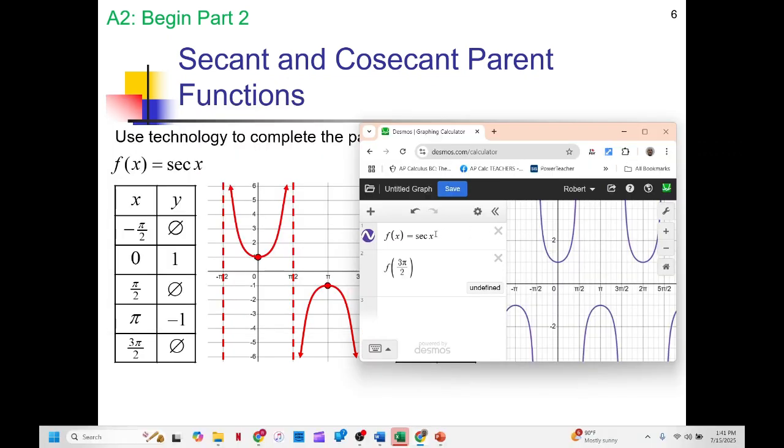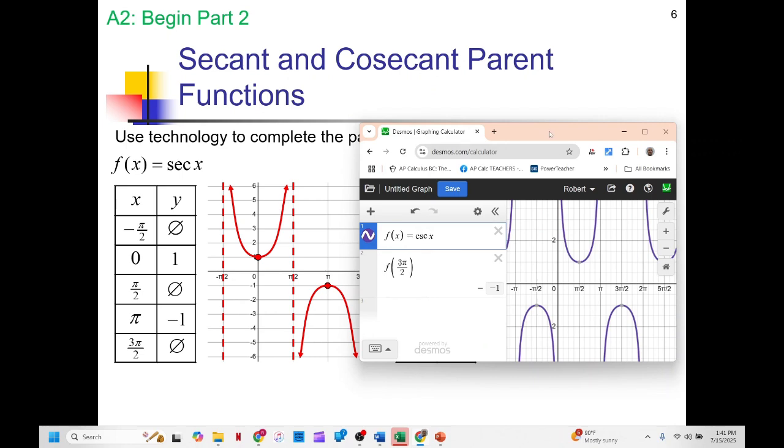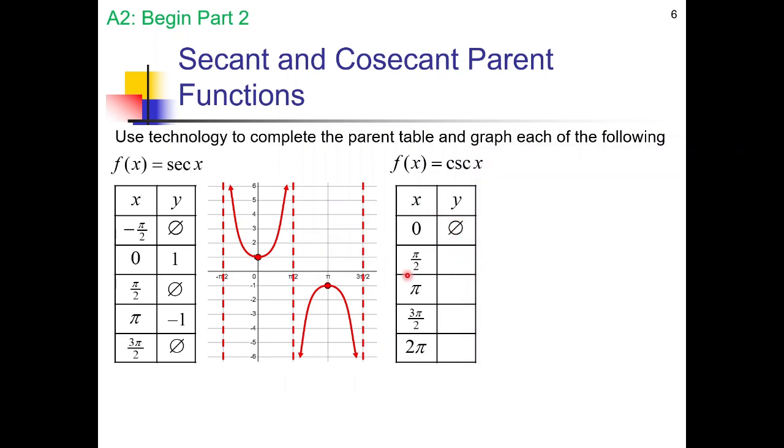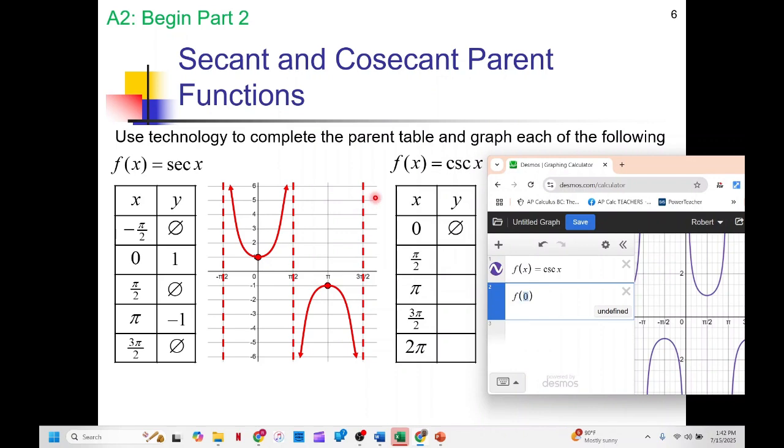So going back to Desmos, I'm going to turn this into cosecant of x. And let me move this so I can see what numbers I'm plugging in. So I'm going to start with 0 this time. And I get undefined. It's almost like they picked the parent table for this reason. And then we've got pi over 2 is 1. And then pi is undefined.